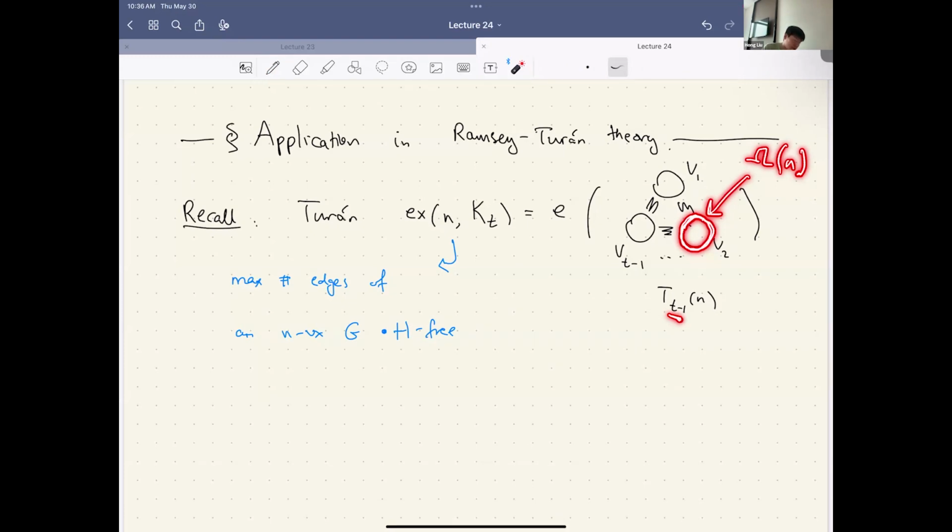Sos asked, in the late 60s, if we want to consider this Turan problem but with the host graph G not having linear size independent sets, how much are we going to affect the maximizer, the maximum density. This is the Ramsey-Turan problem. So apart from being H-free, we also require alpha(G) to be smaller than some parameter m.